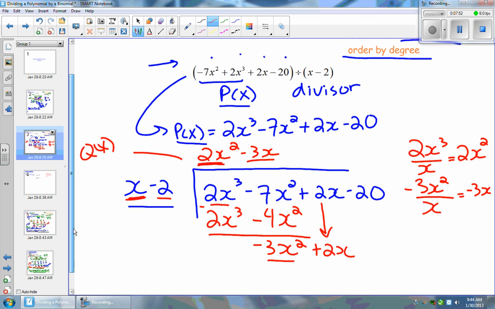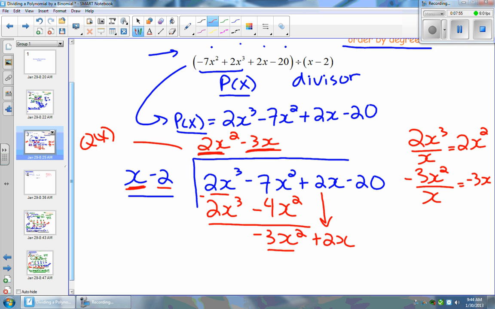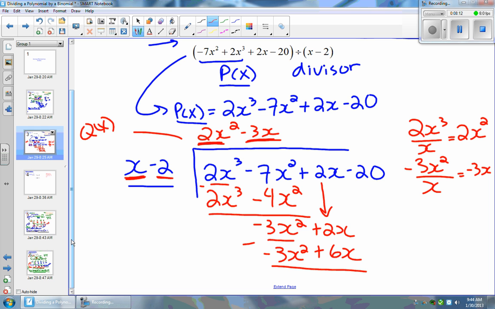Now we carry out the multiplication. Negative 3x times a positive x gives me a negative 3x squared. And finally, a negative 3x times a negative 2 gives me a positive 6x. Okay, put a line underneath, carry out the subtraction. So negative 3x squared minus a negative 3x squared gives me a 0. 2x minus a positive 6x gives me a negative 4x. So you can get rid of the 0 if you like, and bring down the next term, which is a negative 20.